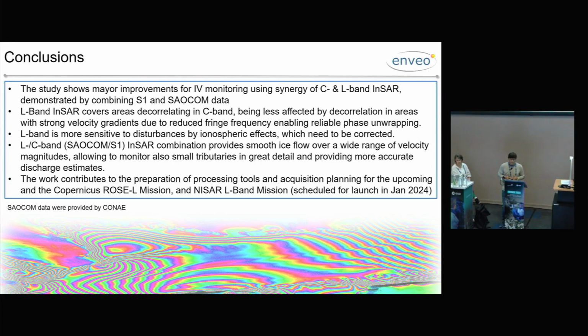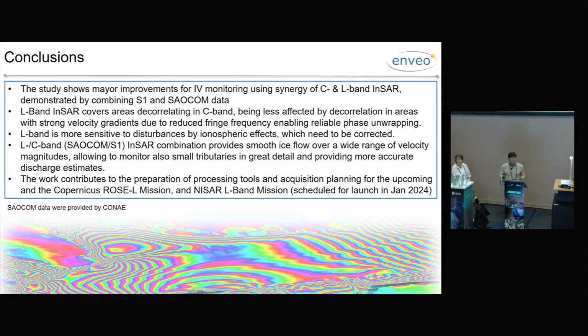L and C-band SAOCOM Sentinel-1 combinations provide a smoother ice velocity field with a wide range of velocity magnitudes. And this also is dedicated to monitor the smaller and slower moving tributaries to the ice shelves in great detail. And this leads to a better estimation of the ice discharge.